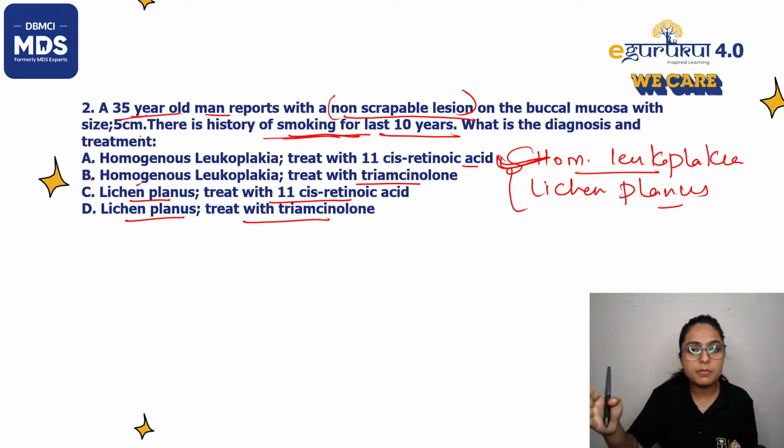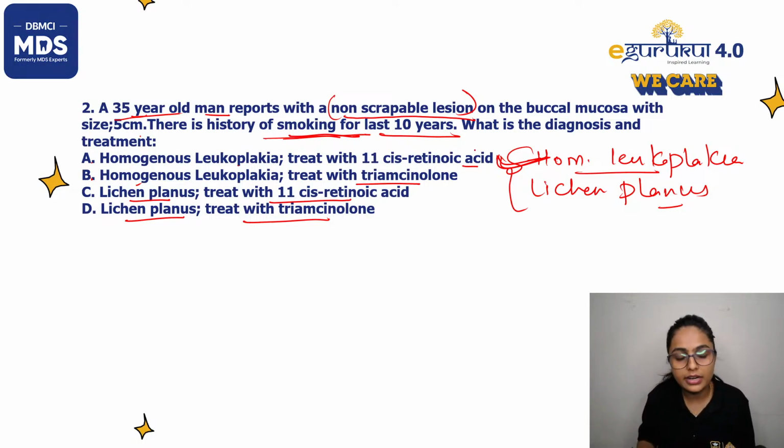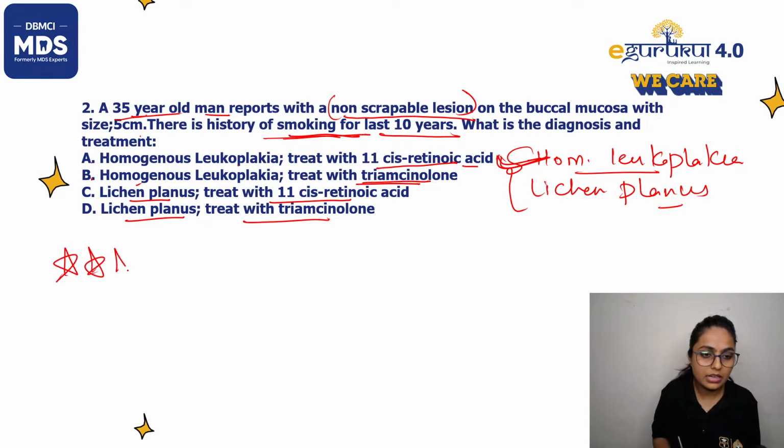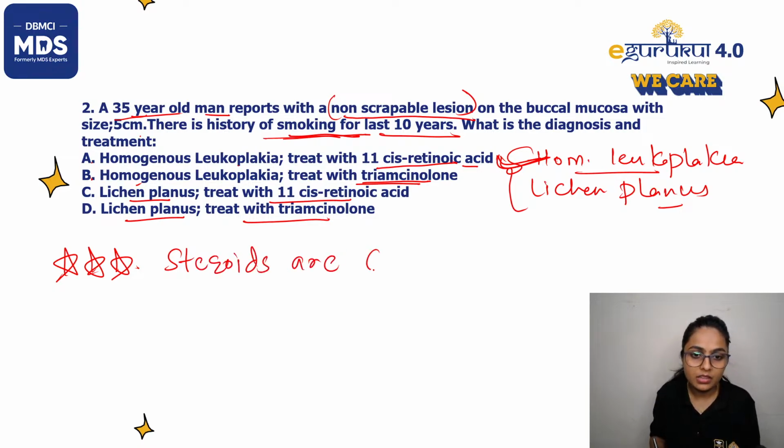Now they have given the treatment plan for homogeneous leukoplakia. First is treated with Levensis retinoic acid. Second, treated with triamcinolone. Now remember one important statement, very, very important statement. Steroids are contraindicated. Steroids are contraindicated in leukoplakia.